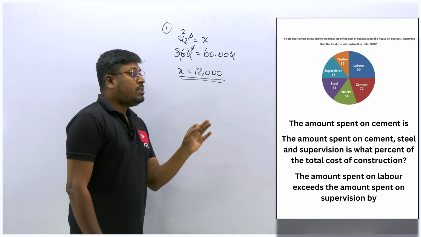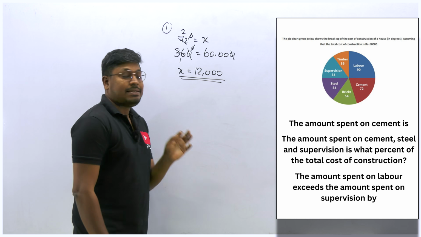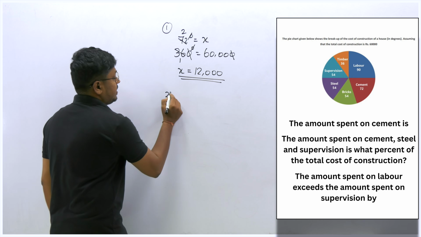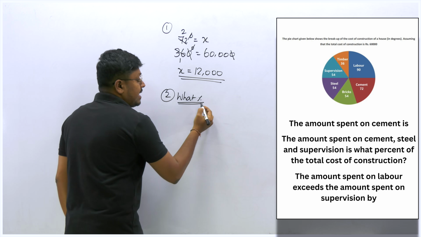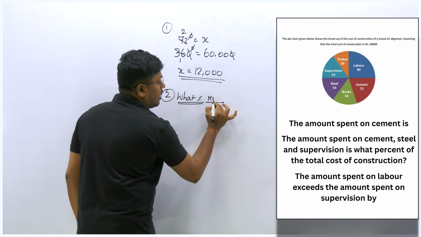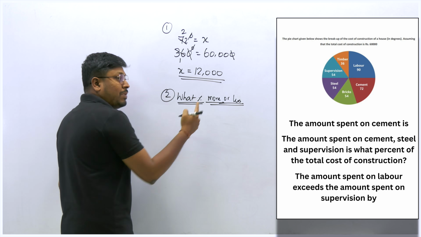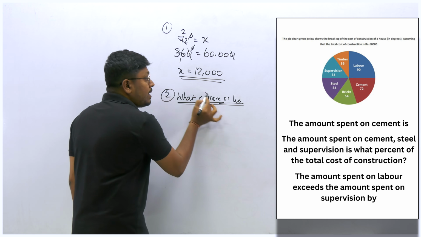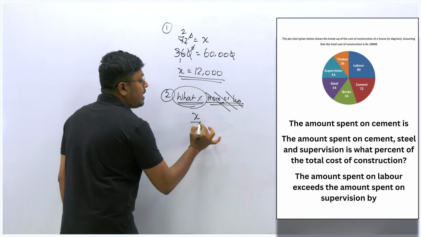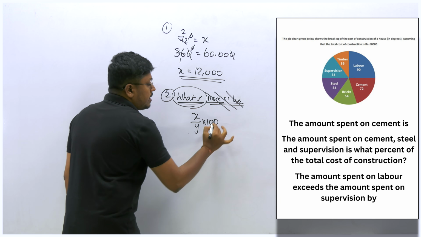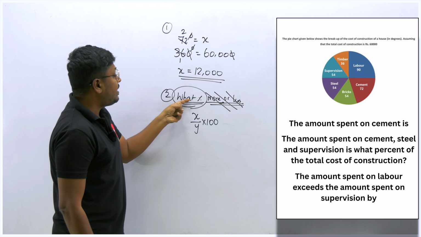The amount spent on cement, steel and supervision is what percentage? See the word what percentage. So many times I have told this, whenever you see the word what percentage, check whether we have an additional word more or less. Right? If we have more or less, the formula is different: (x minus y) divided by y into 100. If you don't have the word more or less, if you have only what percentage, then the formula will be x by y into 100. Right?